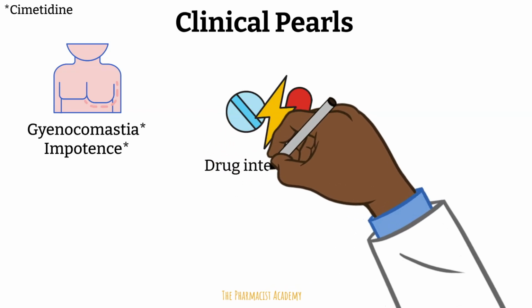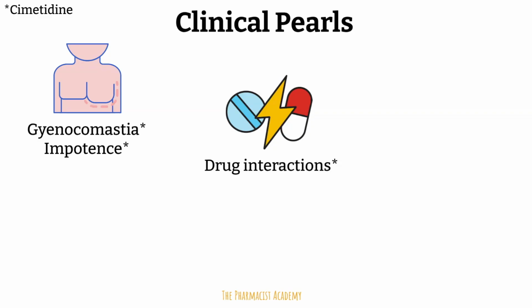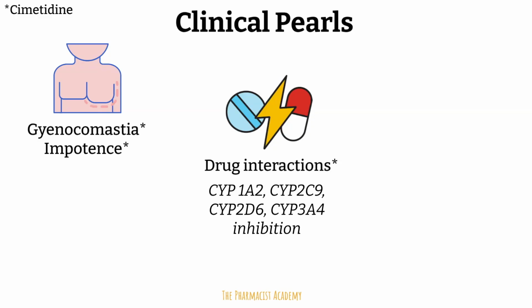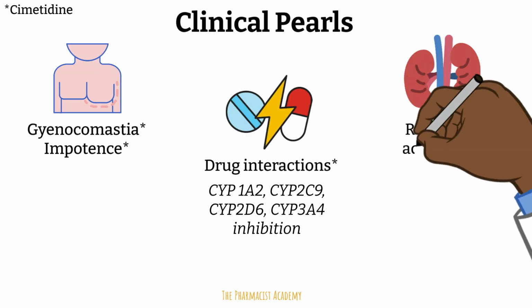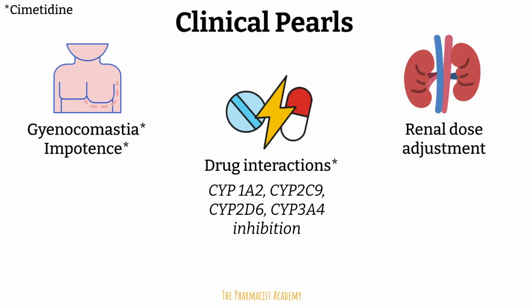Drug-drug interactions, specifically with cimetidine. As you can see, cimetidine is the problematic one. Anyways, it's a strong CYP1A2, 2C9, 2D6, and 3A4 inhibitor, which can affect drugs like phenytoin and warfarin. All H2 blockers are renally excreted, so accumulation can occur in renal dysfunction. So you always want to check the patient's renal function and dose adjust as needed.